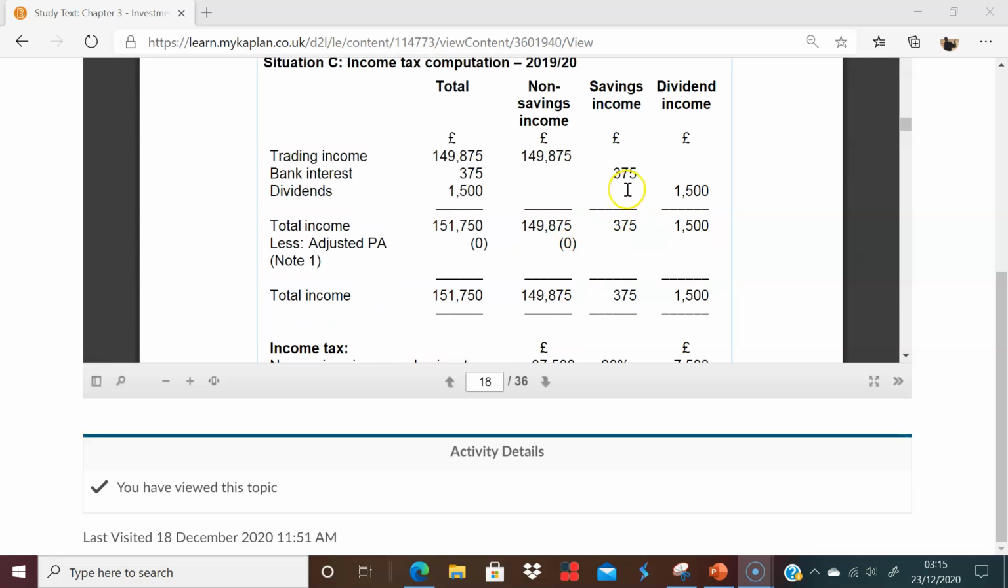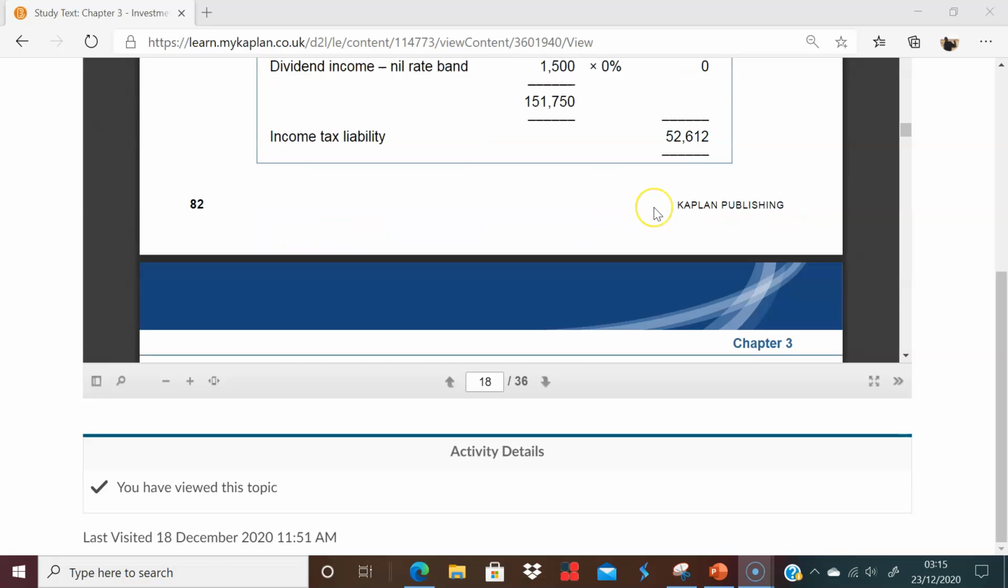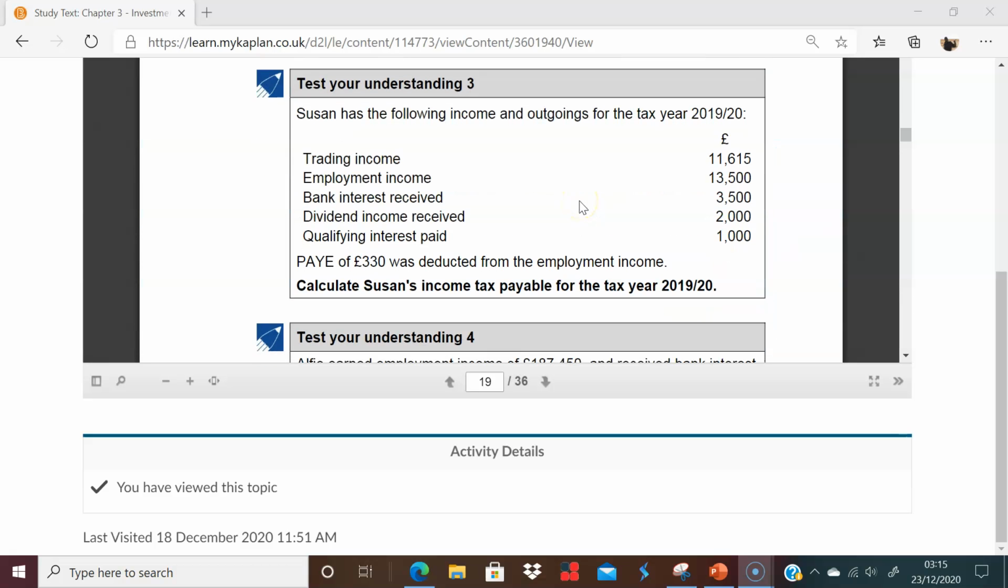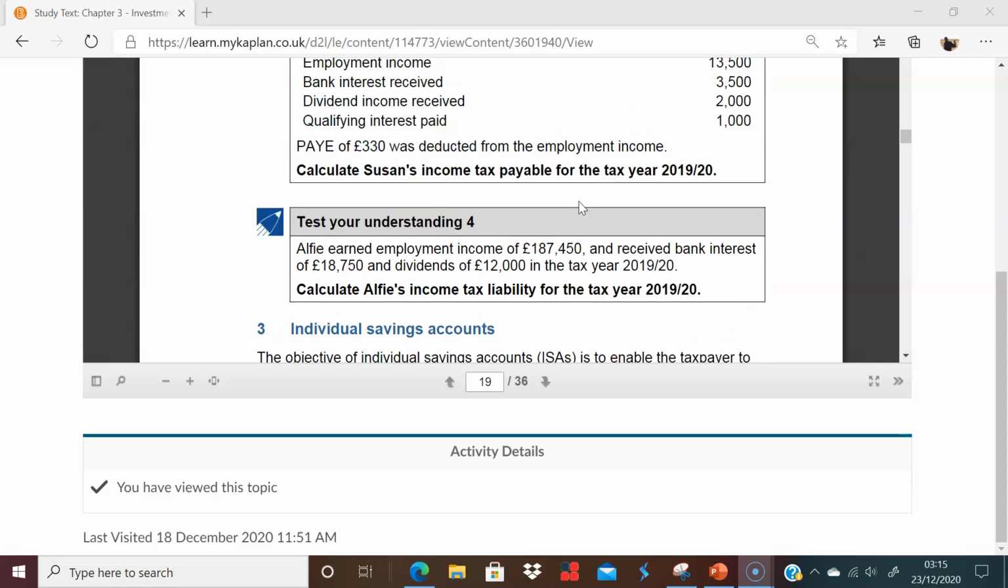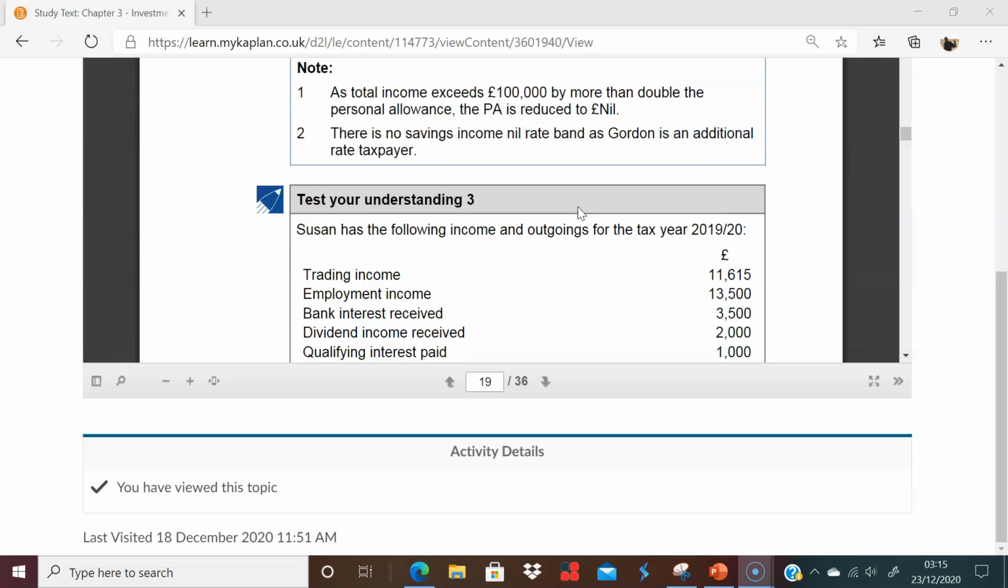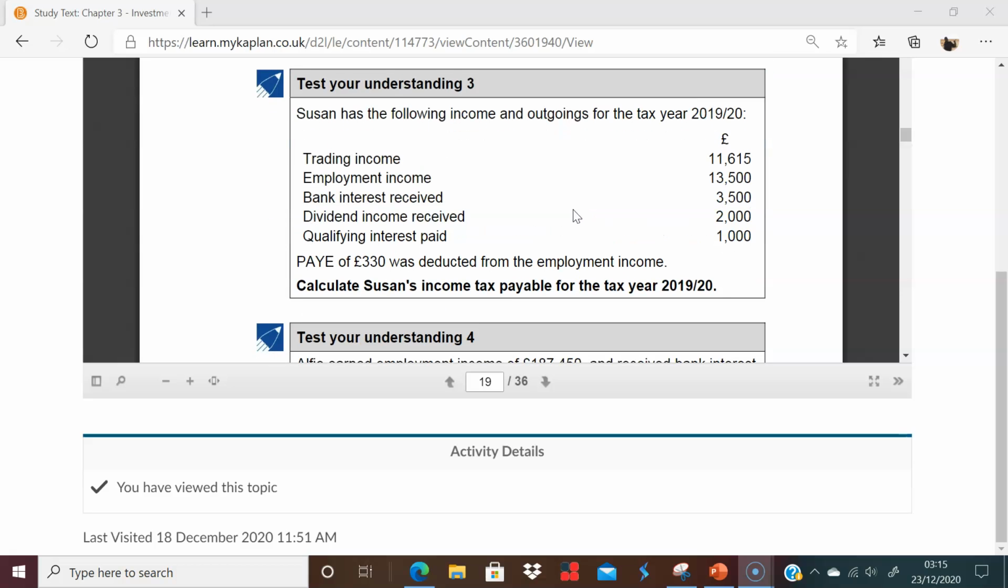In this scenario, it's unfortunate you're an additional rate taxpayer. You will always get the 2 grand off your dividends, always. So you won't be paying any tax on your dividends anyway. It's the normal savings income that you will be paying taxation on. So some very lovely TYUs, please, to work on. And please do them. Tax is just full of sitting down and having a coffee and doing the exercises and getting comfortable with the process.